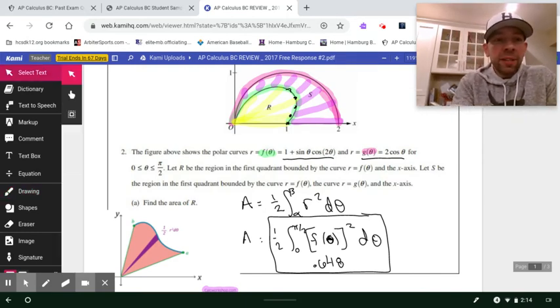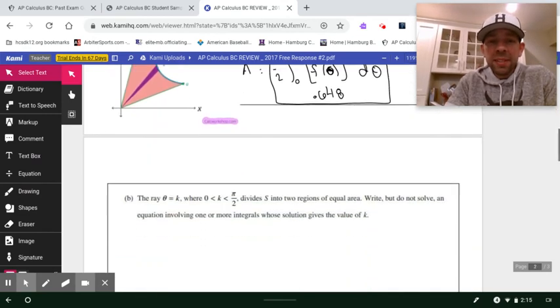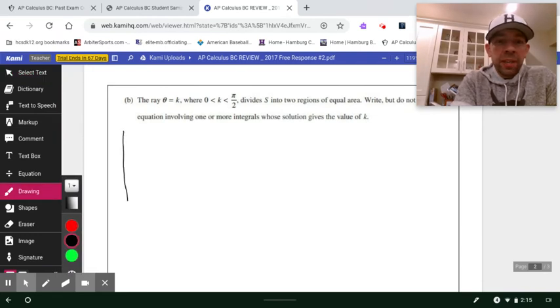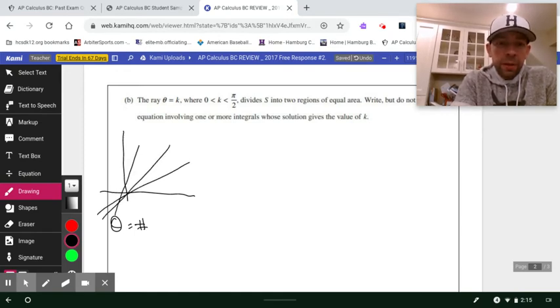Okay, let's get into part B. And this is maybe my favorite part of this entire question. Basically they said, hey, there is some ray, theta equals k. Now remember, what does theta equals any number look like? Basically, theta equaling a constant is always going to create some kind of ray that goes right through the origin, okay? So this first one might be theta equals pi over 6. This might be theta equals pi over 4. This might be theta equals pi over 3, and so on.